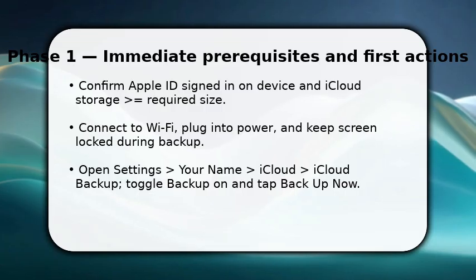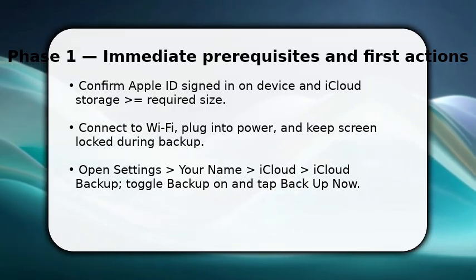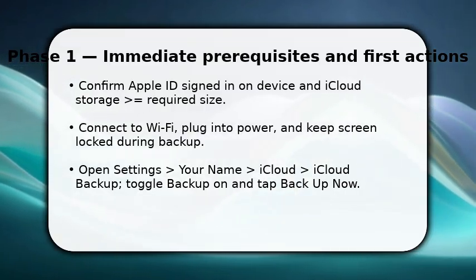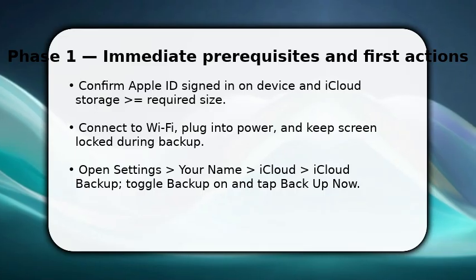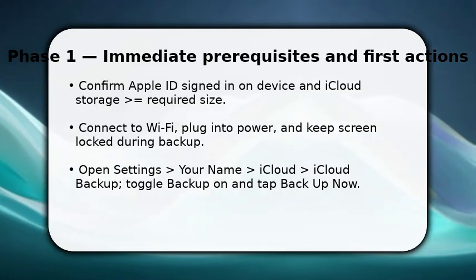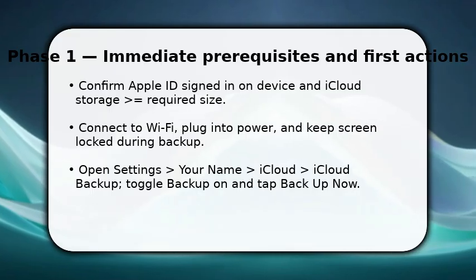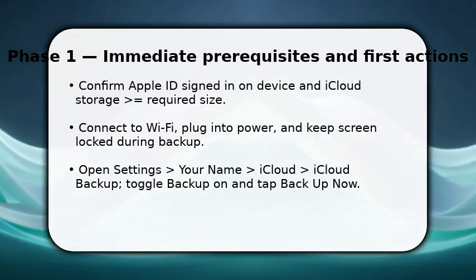Now open Settings, tap your name, then iCloud Backup. Toggle Backup on if it's off and tap Backup now. This starts an immediate copy of your device to iCloud so you can restore later. Once done, check the timestamp to confirm success.